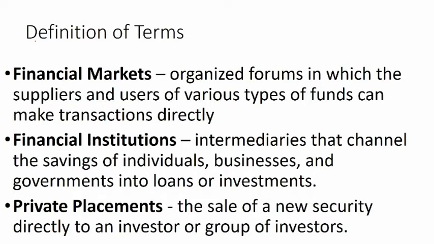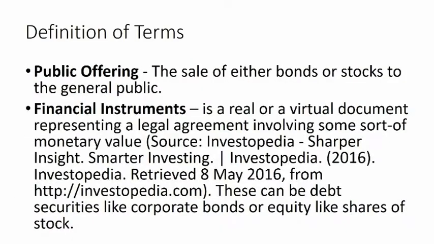We also have private placements, the sale of a new security directly to an investor or group of investors. We also have public offering, the sale of either bonds or stocks to the general public. And last, we have the financial instrument. The financial instrument is a real or a virtual document representing a legal agreement involving some sort of monetary value. So this can be debt securities like corporate bonds or equity like shares of stock.